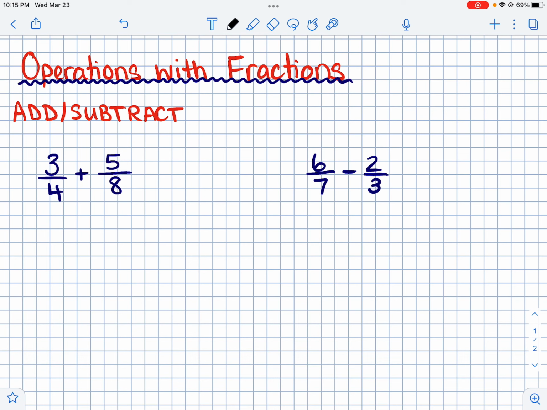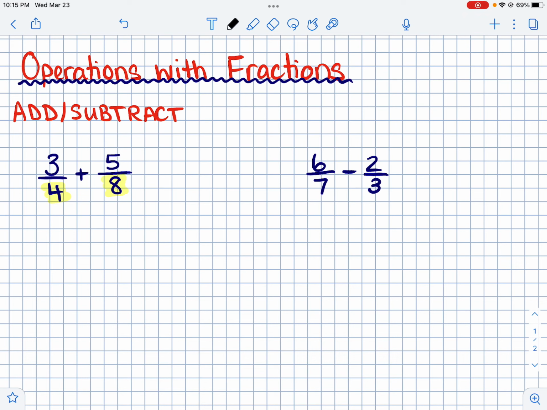To add fractions, we need to get our denominators the same. So these two right here, we want them to be the same. Then we can add the fractions together. To make them the same, we're going to multiply or divide them by something. Usually we're going to multiply them.